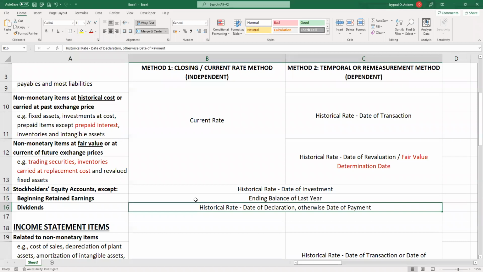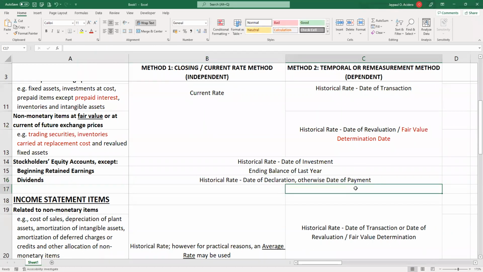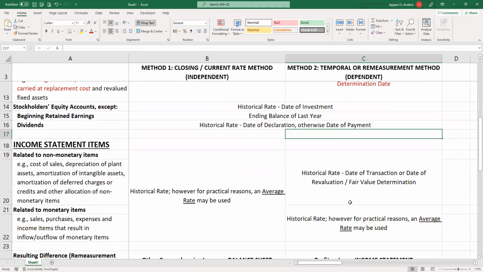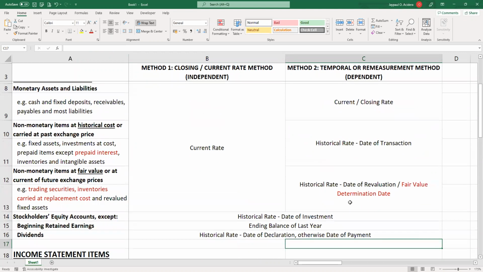Now, for the dividends natin, historical rate din siya, which is usually the date of declaration. So kung hindi sinabi yung date of declaration, we are going to assume that the date of payment is also the date of declaration. Okay? Alright, so those are the differences and the rules for balance sheet items.